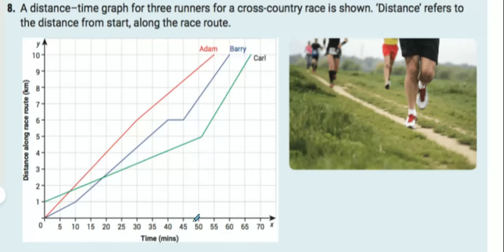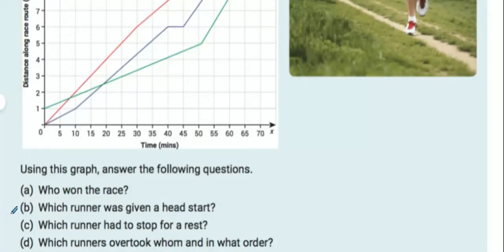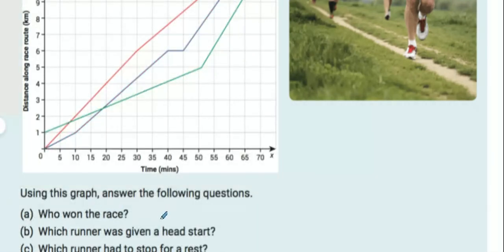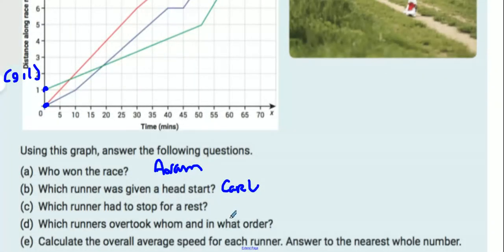Now, it's measured in minutes and it's kilometers, okay? So let's figure out what the questions want from us. Who won the race? Anybody? Adam. Okay. Which runner was given a head start? Which runner didn't start at 0-0? Carl. Carl started at 0-1. How much of a lead was he given? A 1 kilometer lead. So that's Carl. Which runner had to stop for a rest? Barry. All right, this was handy.